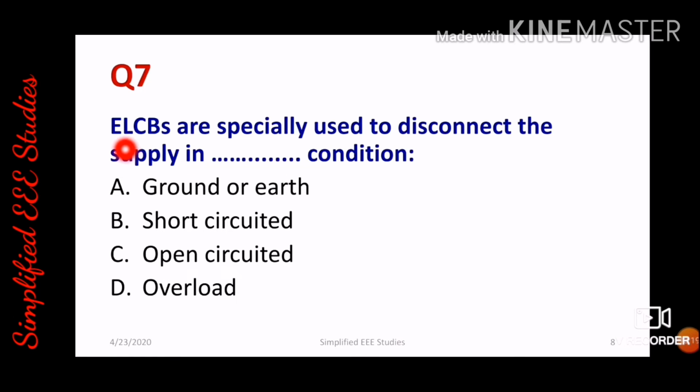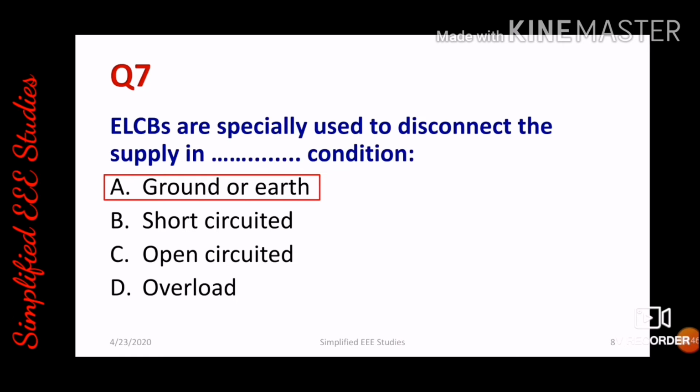Let me move on to the next question. Earth leakage circuit breakers, ELCBs, are specially used to disconnect the supply in which condition? Option A, ground or earth. Option B, short circuited. Option C, open circuited. And option D, overloaded. Which would be the right answer? The right answer is option A, ground or earth. So ELCBs are specially used to disconnect the supply in ground or earth condition.